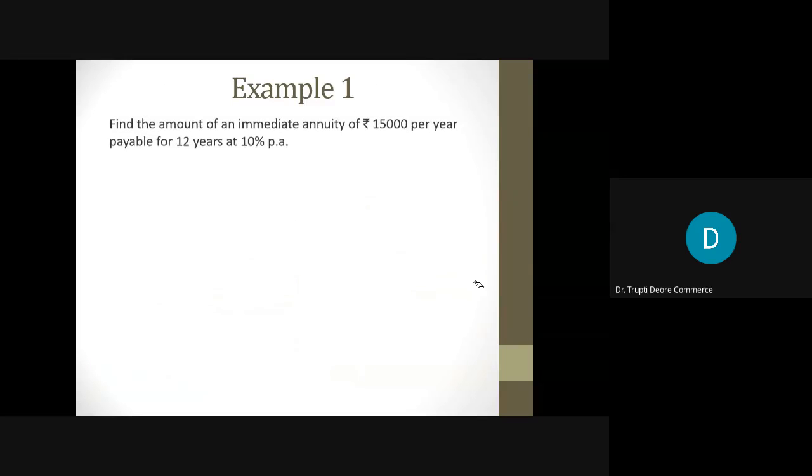So write down this first sum. Find the amount of an immediate annuity of rupees 15,000 per year payable for 12 years at 10% per annum.